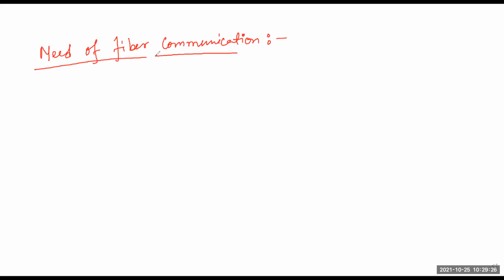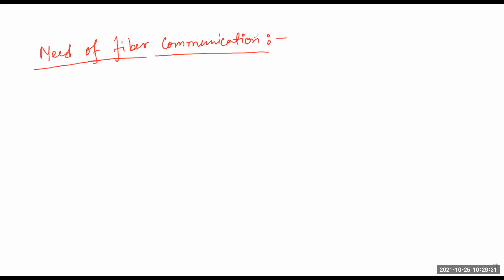Okay. So first, today we will discuss the need of optical fiber communication system. I think the whiteboard is visible for all of you. So first, today we will discuss the need of optical fiber communication.